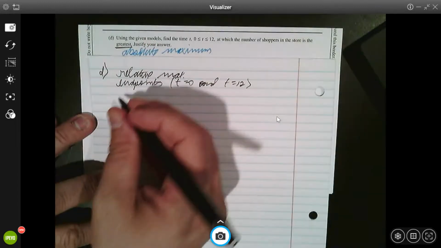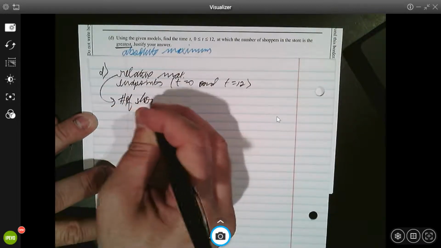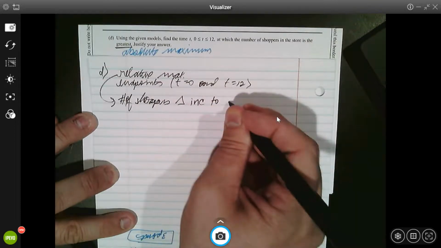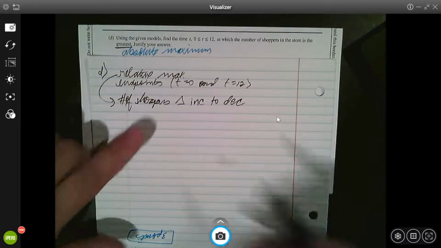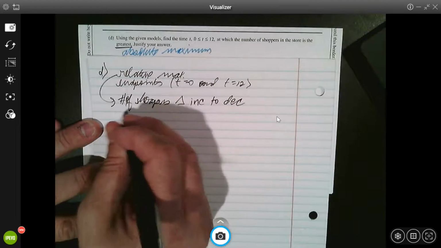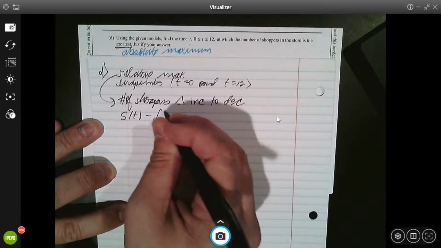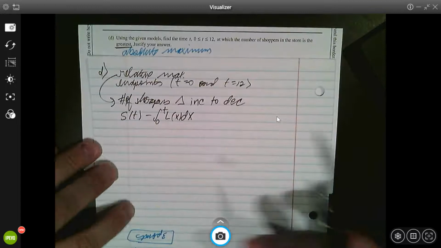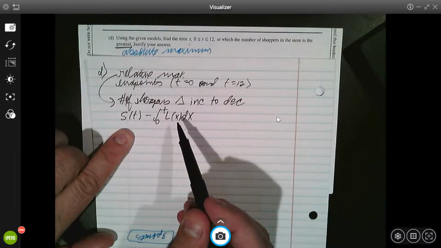Well, here's the tricky part. The relative maximum is when the number of shoppers in the store changes from increasing to decreasing. Well, how do we figure out the number of shoppers in the store? That was by looking at this s of t function minus the integral from 0 to t of, I'll call it L of x dx. This is going to tell us the number of shoppers in the store at any particular time.